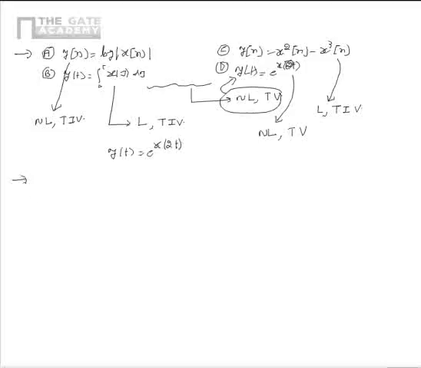Now, let us consider another problem as per which there is a signal x of t is equal to sine of a square t multiplied by cos of t by b square, added by. Now, we have to find the condition for which the signal x of t would be periodic.